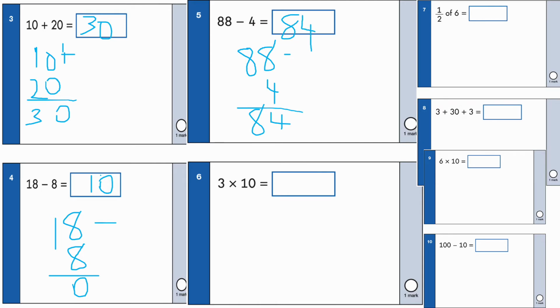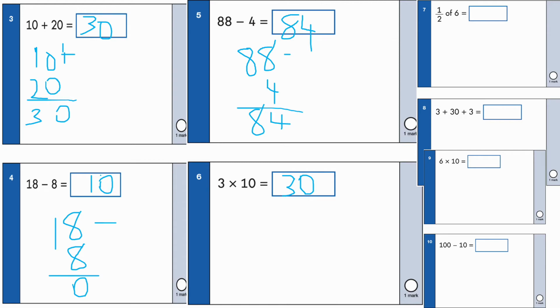This is question number 6. 3 times 10. Well, when I times by 10, something special happens. I just put on a 0 after my original number. So when I times by 10, I just put an extra 0 after my number. Okay, because it's 3 lots of 10. It's 10 plus 10 plus 10, which is 30.